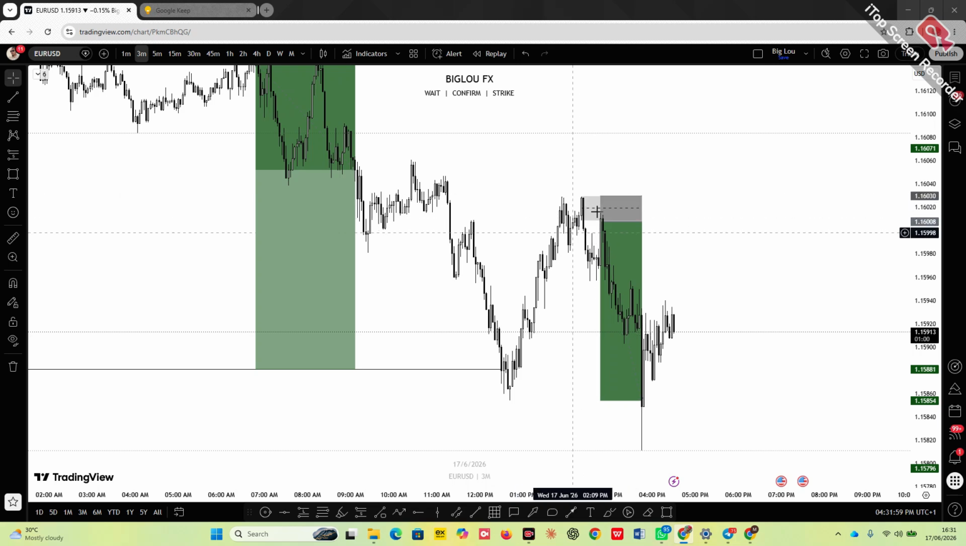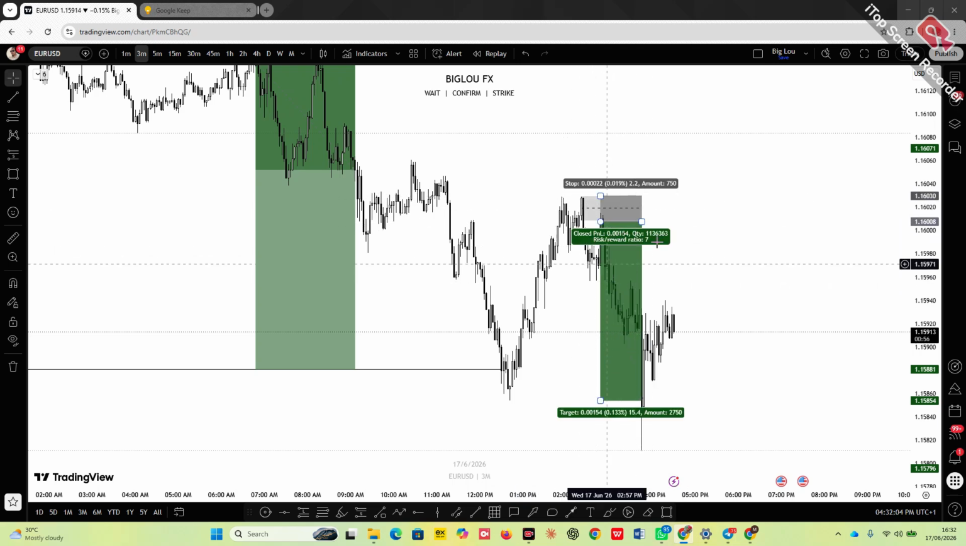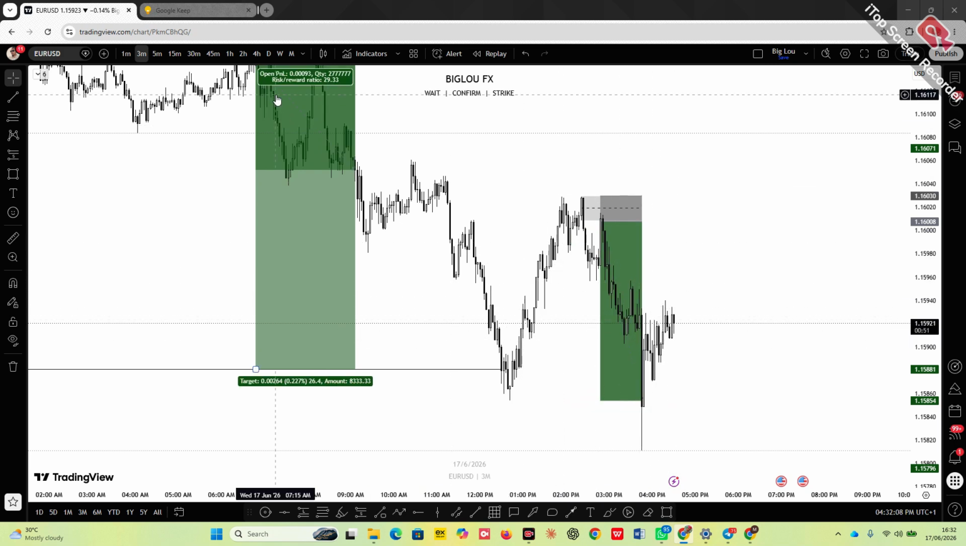Remember, this zone was also marked out from the 15 minutes. It was not a random zone. It was marked out from the 15 minutes.